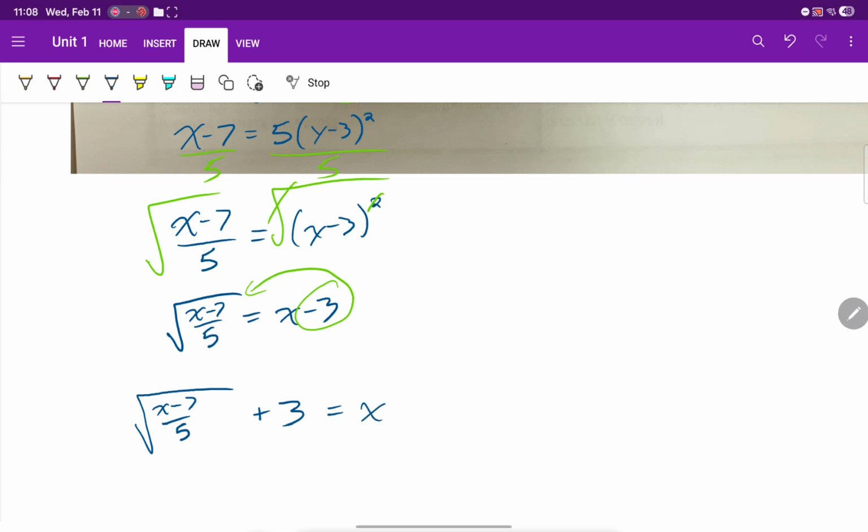Oh my gosh. Wait a minute. Look what happens when my writing's so messy. Those are y's. This is y minus 3. This is y minus 3. This is y. My apologies.